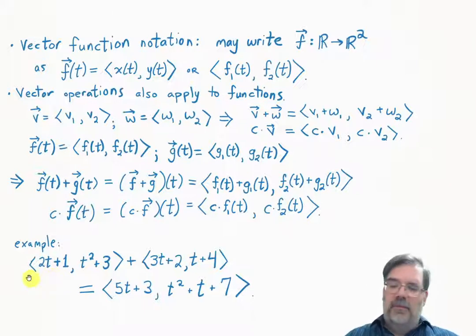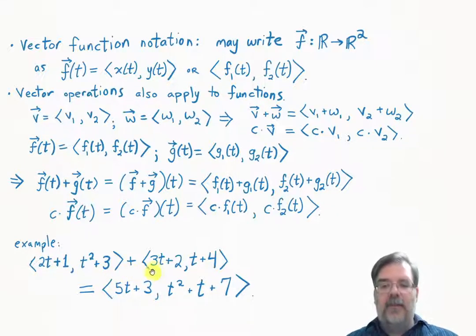Right? So just for a simple example, let's say you have the function 2t plus 1 comma t squared plus 3 plus the vector function 3t plus 2 comma t plus 4. Well, for the first component, you would add 2t plus 1 plus 3t plus 2. That gives you 5t plus 3. For the second component, add together the two second component functions. So t squared plus 3 plus t plus 4. Added together, that gives you t squared plus t plus 7. And it's like adding vectors of numbers, except they're functions.